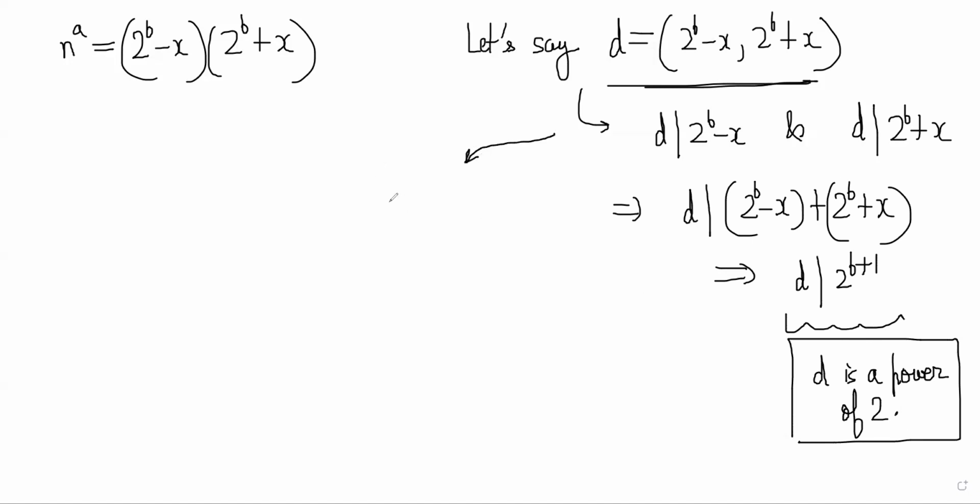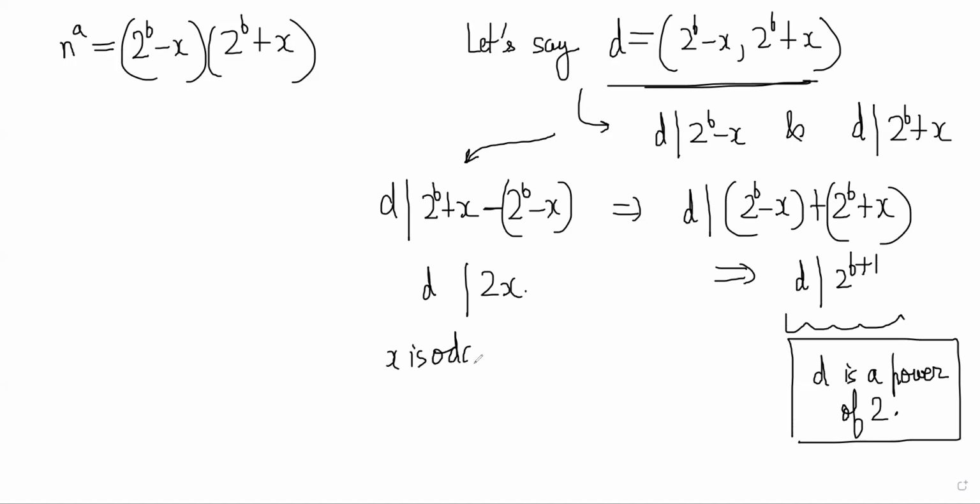Also, we can say from here, d divides (2^b + x) − (2^b − x). So that implies d divides 2x, right? If d divides 2x and we know that x is odd, so d divides 2x. Since d is a power of 2, we have to have d is either 2^0 or 2^1, right? Correct? Because this side is 0 mod 2.